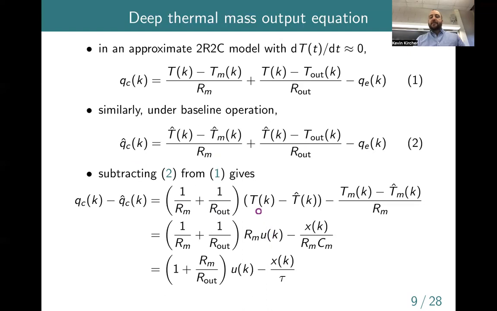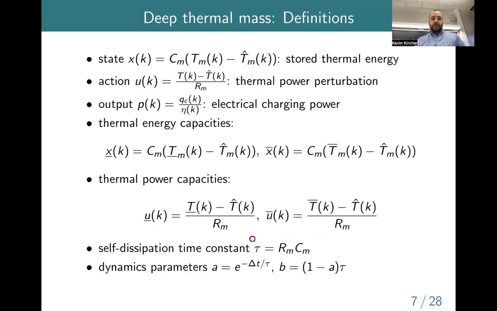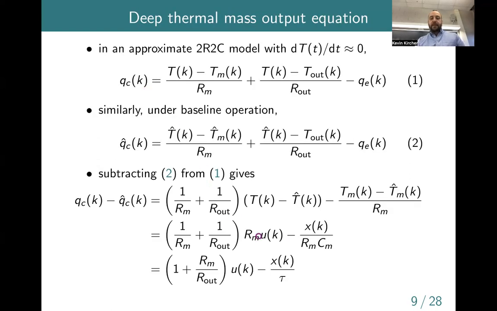So in the second line, we just notice that T minus T hat, well, that basically is the action U, the perturbation in the indoor temperature that we're making. But we multiply by R because the definition of U here was delta T divided by R. So when we solve for delta T, we'll have a U times R on the left-hand side there. Okay, so that's where this term comes from. And then T minus T hat, well, that's just equal to X, the stored energy, divided by the thermal capacitance. So now we get an RC in the denominator there. And that is what we're calling the time constant associated with the thermal mass.